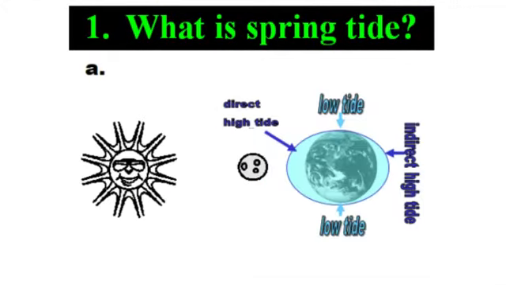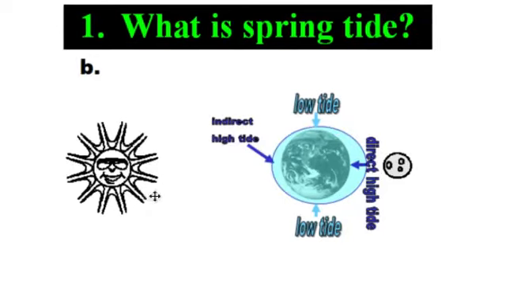So a spring tide occurs when the sun, the moon, and the earth are in a straight line. So the way to remember the spring tide is that it's a straight line, and spring and straight both start with an S. So notice that they're all aligned. They're going to have the direct high tide here, indirect high tide here, and they're going to be the greatest high tides and the lowest low tides, the biggest difference between high and low. Another location for a spring tide is when the moon is on the opposite side of Earth. Again, the sun, the earth, and the moon are in a straight line. So again, we're going to have the highest high tides and the lowest low tides.